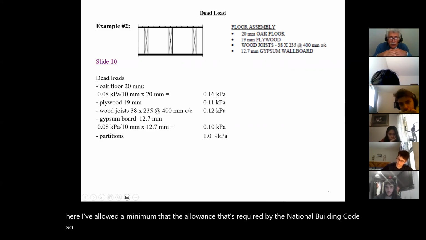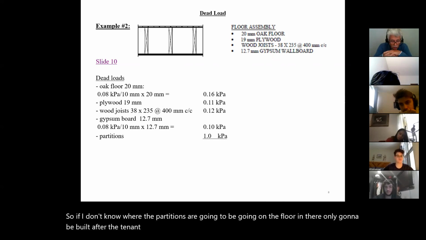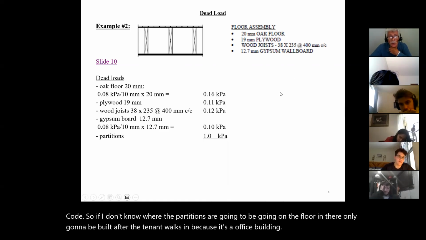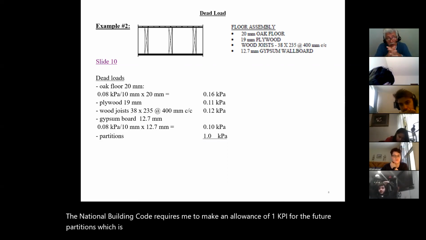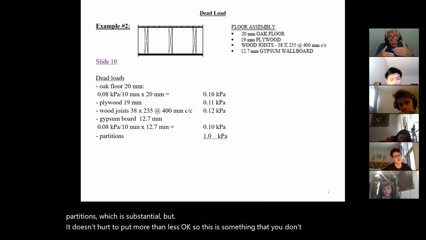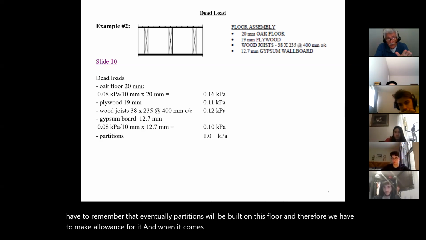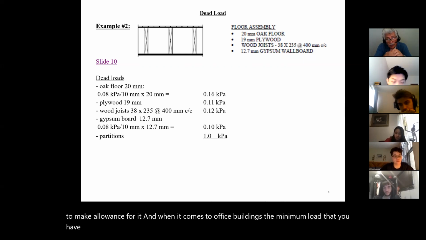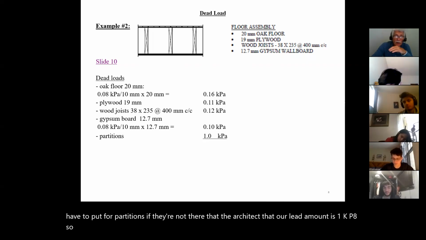If I don't know where the partitions are going to be on the floor, and they're only going to be built after the tenant walks in because it's an office building, the National Building Code requires me to make an allowance of 1 kPa for the future partitions, which is substantial, but it doesn't hurt to put more than less. You don't see the partitions here, but you have to remember that eventually partitions will be built on this floor, and therefore we have to make an allowance for it. When it comes to office buildings, the minimum load that you have to put for partitions, if the architect hasn't already laid them out, is 1 kPa. That's where you get this from.